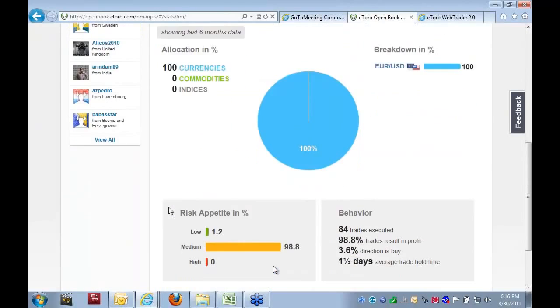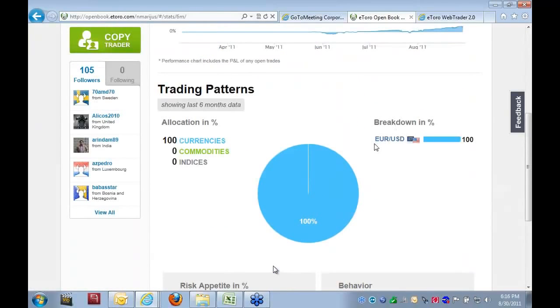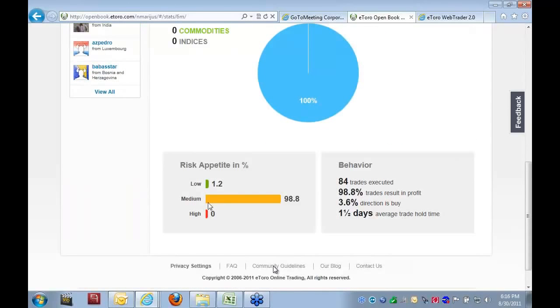Let's see his breakdown. This guy trades only euro dollar, doesn't trade anything else, okay? Trades in medium risk. The average trade hold time is 1.5 days. 99% of the trades that he opened resulted in profit. That is absolutely astonishing, okay?